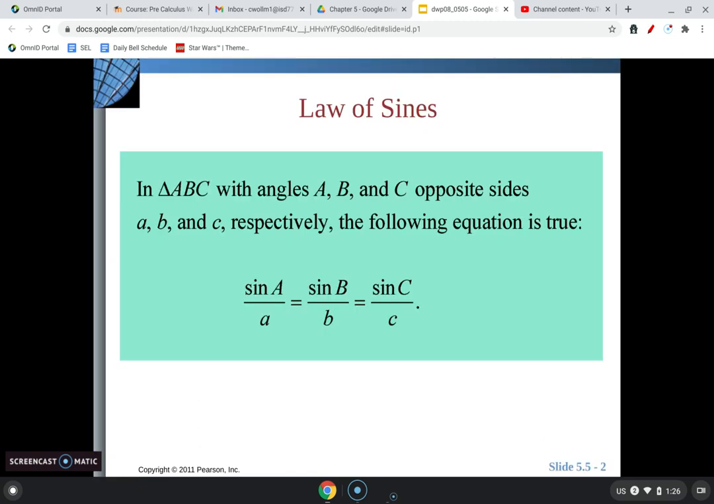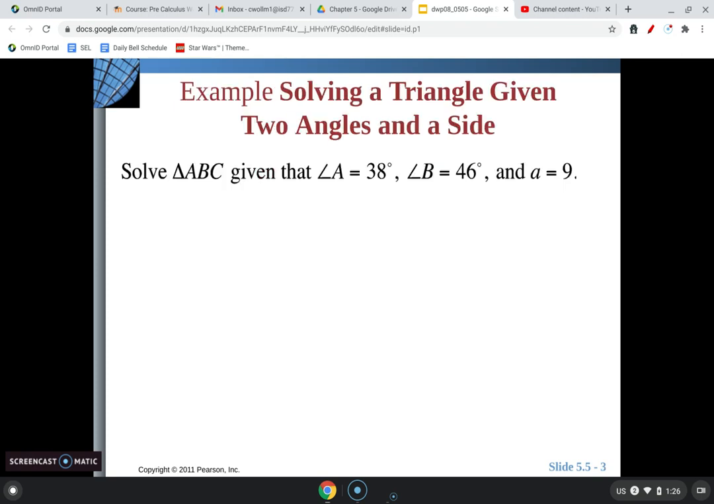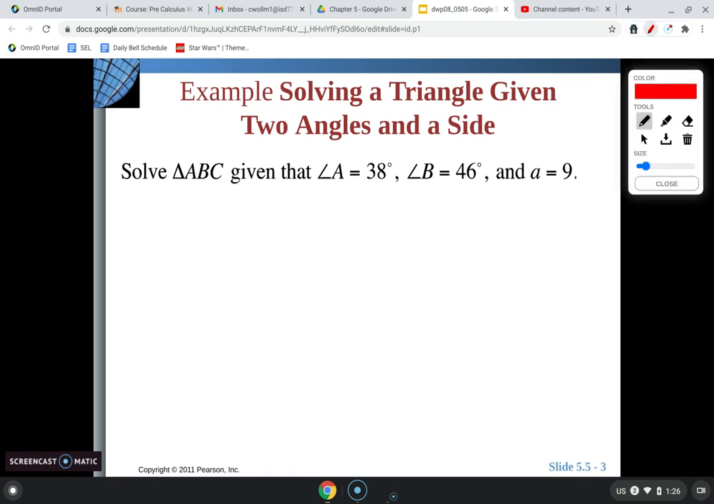Here we go. The law of sines. You have to use right triangle trig when you're doing SOHCAHTOA, but when you're doing the law of sines, you can use any type of triangle that you want. So you just set two of those equal: sine A over a, sine B over b equals sine C over c.